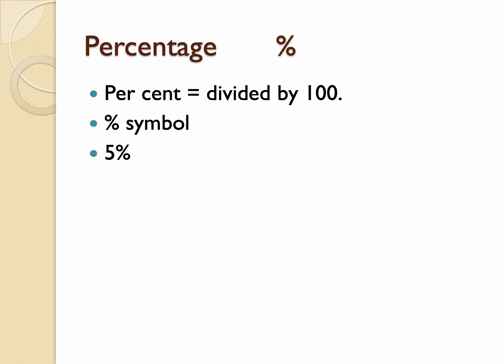So 5%, this symbol here, can be read as 5 percent, which is equal to 5 divided by 100. And assuming we know how to divide by 100, the answer is 0.05.